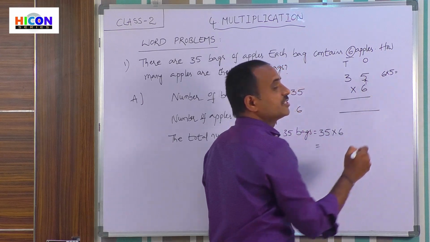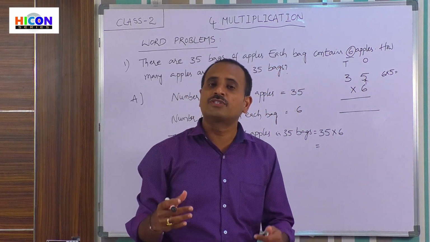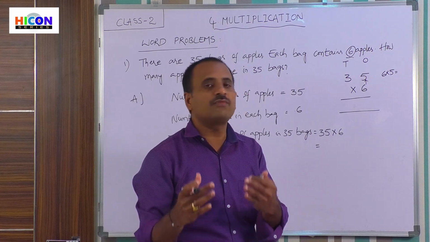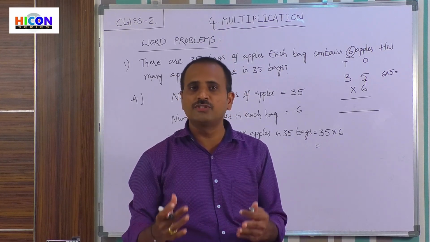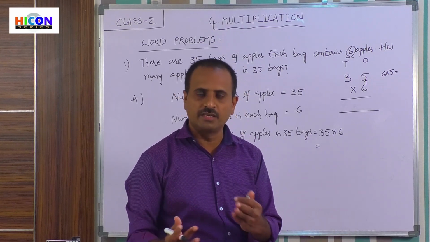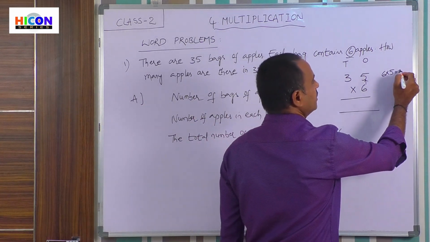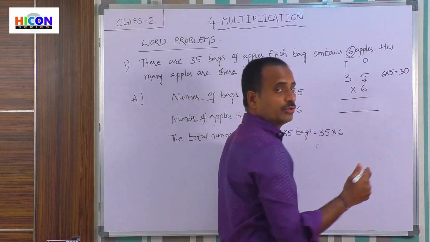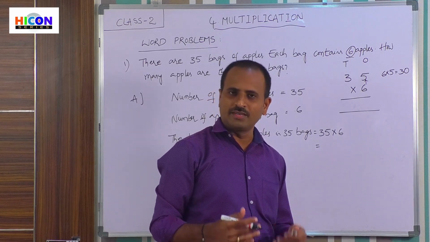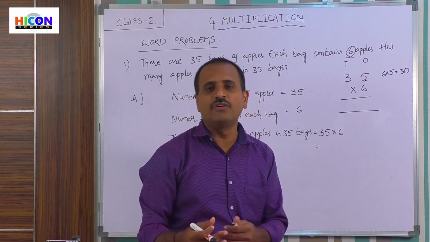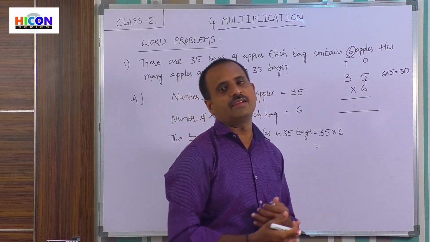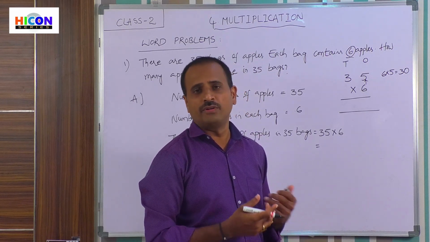So children, how much is 6 5s? Here first you should get the table of 6. That means 6 5s how much? 6 5s are 30. Children, here 30 is a 2-digit number. So if the product is a 2-digit number, then what do we have to do? Here we have to carry.